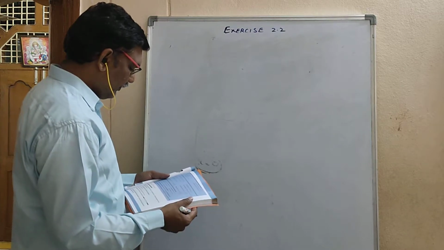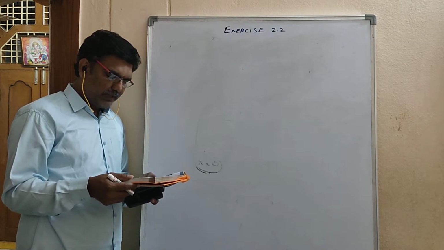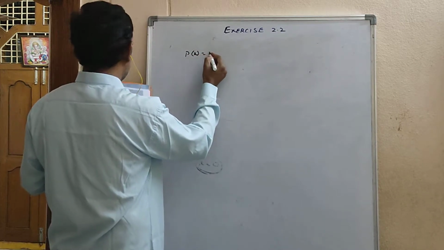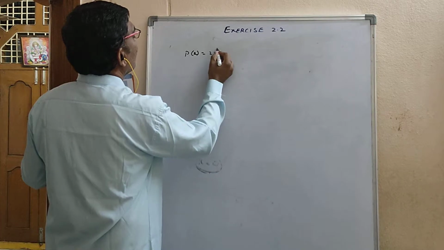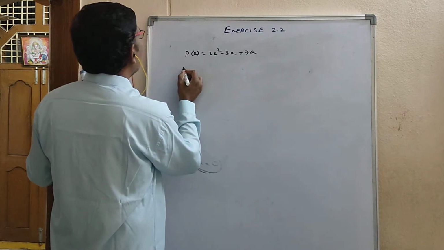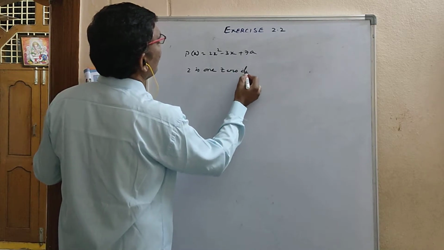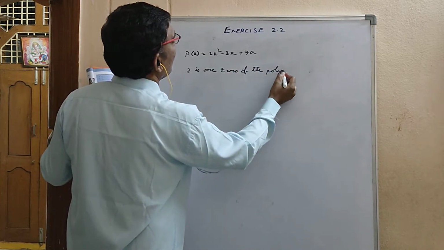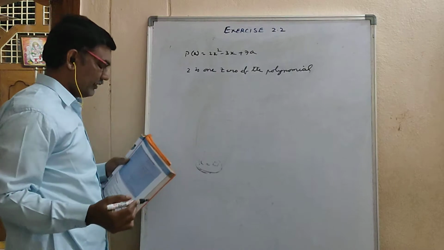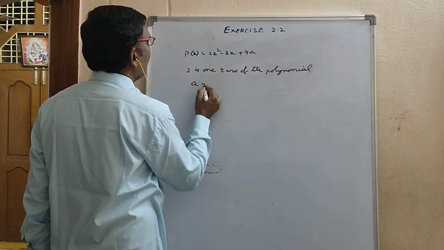What is the next problem? Fifth question. If 2 is a zero of the polynomial p of x is equal to 2x square minus 3x plus 7a, find the value of a. One polynomial is given, p of x is equal to 2x square minus 3x plus 7a. 2 is one zero of the polynomial. It is also given for us. You should find the value of a.